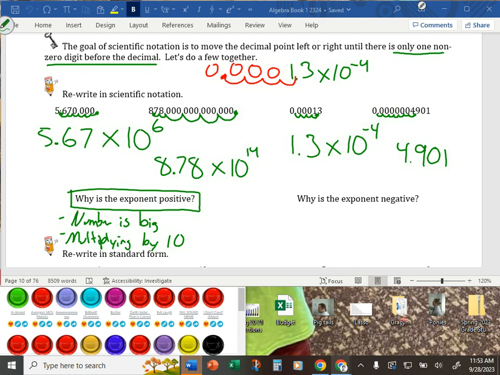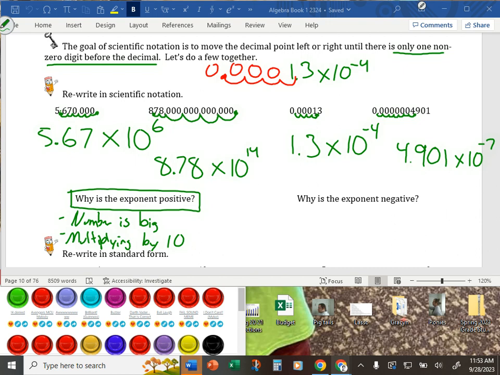Okay? But 4.901, how many movements did it take? Negative 7. It took 7 moves to get there. So to get back to the original number, we're going to have to divide by 10 essentially 7 times to get it back here, which means our exponent needs to be negative.